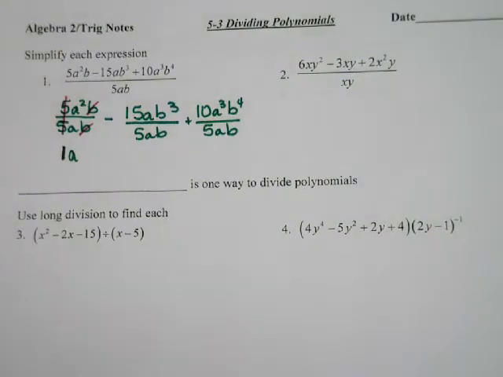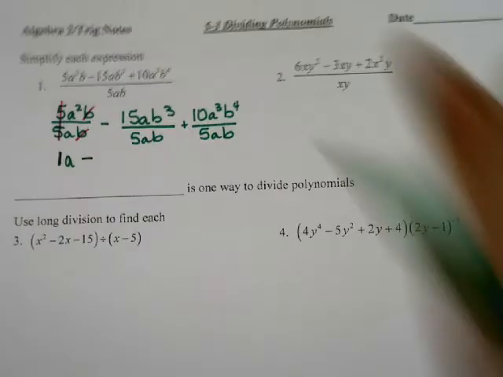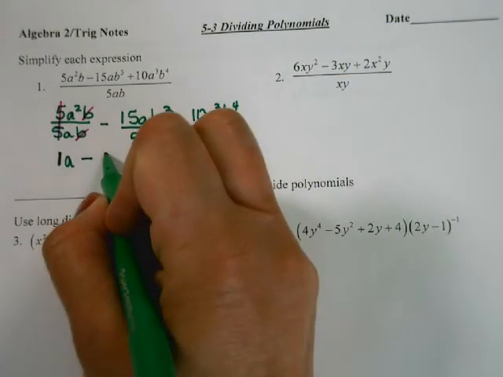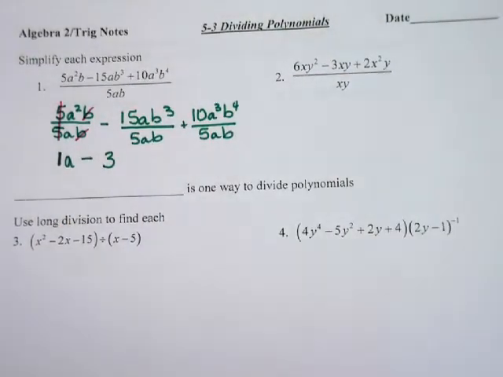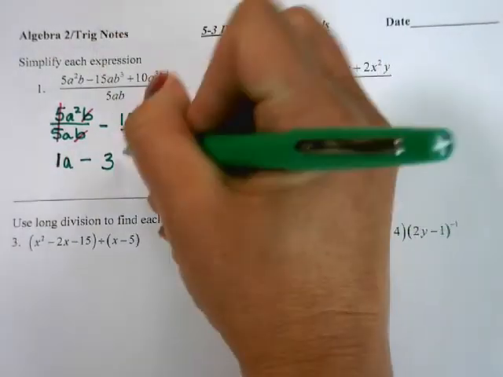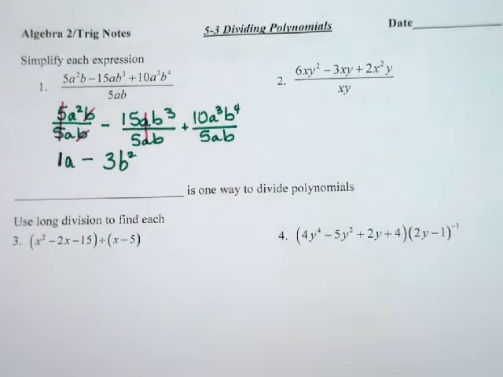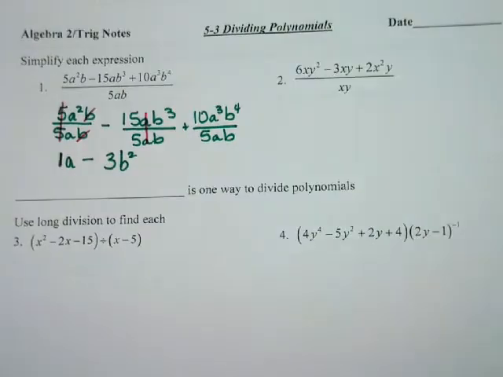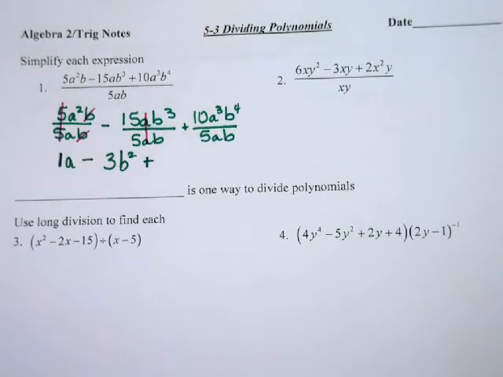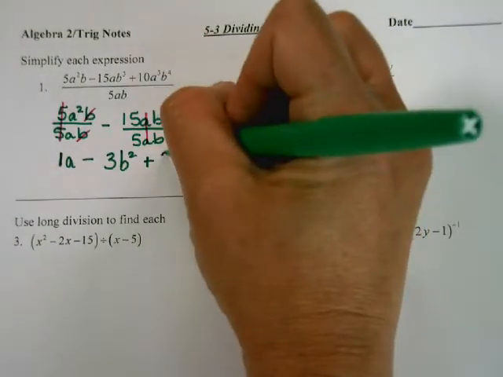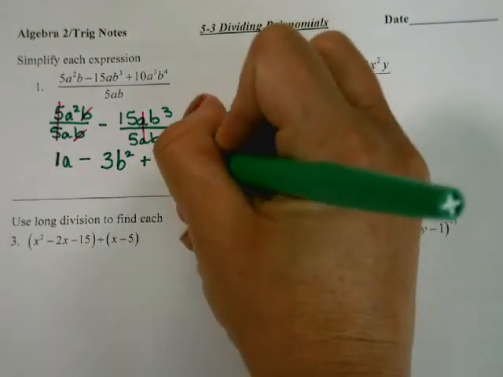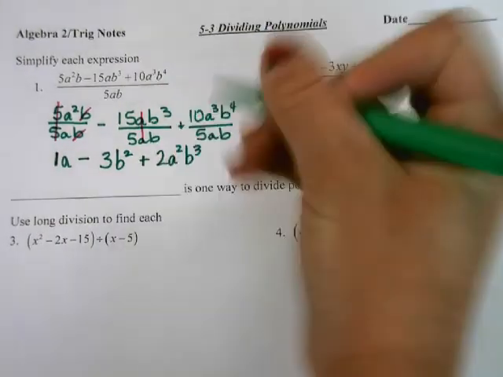And then I have minus 15 divided by 5. Perfect. A's are going to cancel, 2 b's on top. So I'm left with b squared plus 10 divided by 5 is 2. A squared b cubed. Perfect.